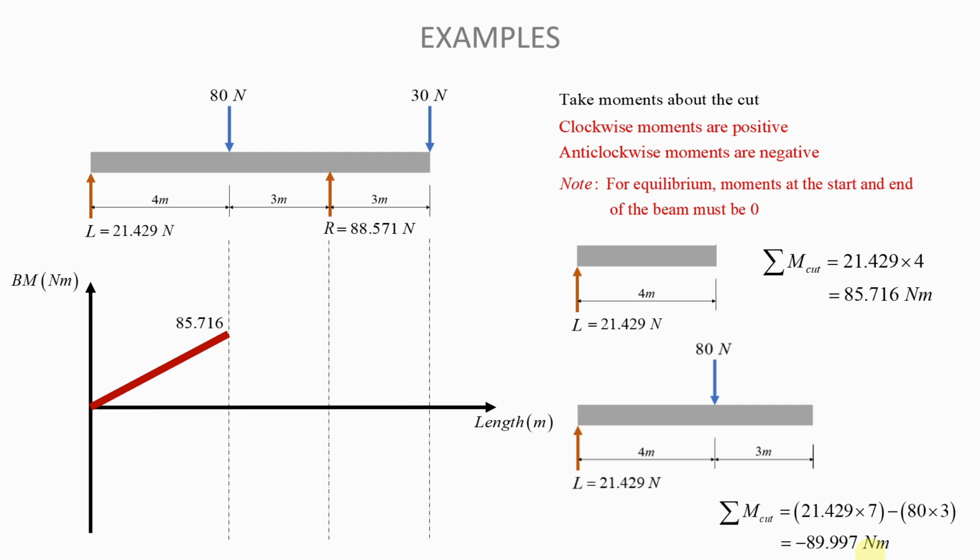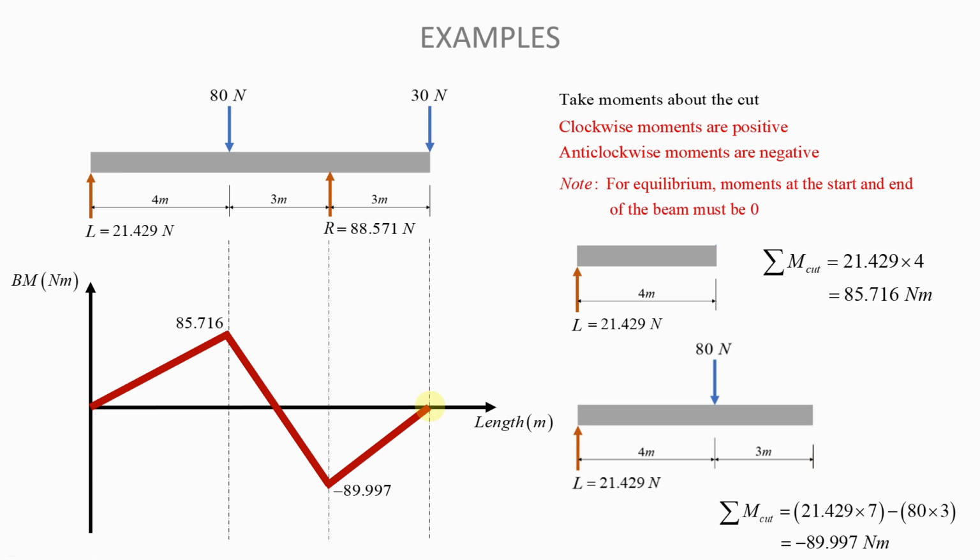Newton meters, okay? And so, which means that from here, we are at 85.716 Newton meters, and here we will be at minus 89.997 Newton meters. Okay, so we will draw that line going down to minus 89.997 Newton meters. Okay, and then finally, at the end of the beam, there is no thinking to do there. We know that for equilibrium, the moment at the start and the end of the beam must be zero. Therefore, from here, you will just connect it to zero because of equilibrium.